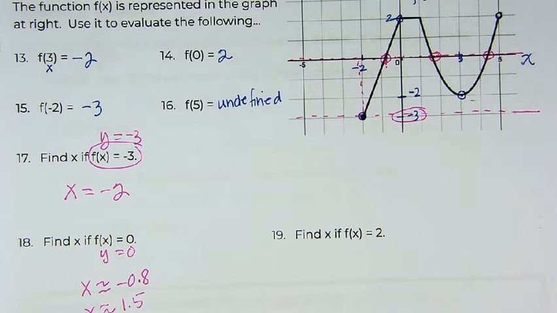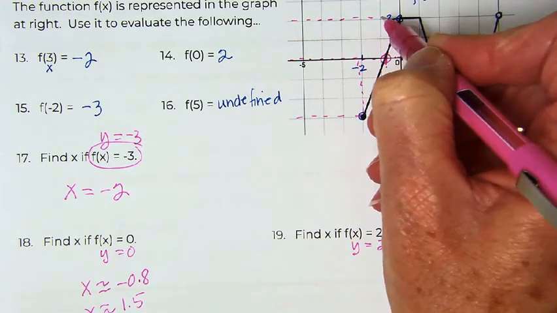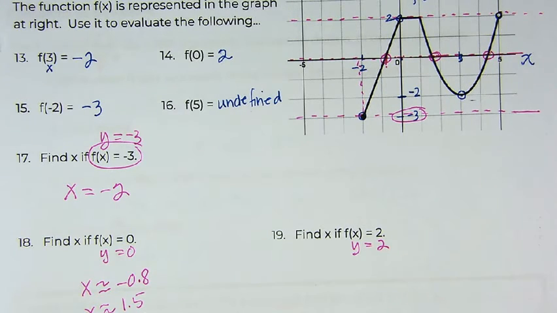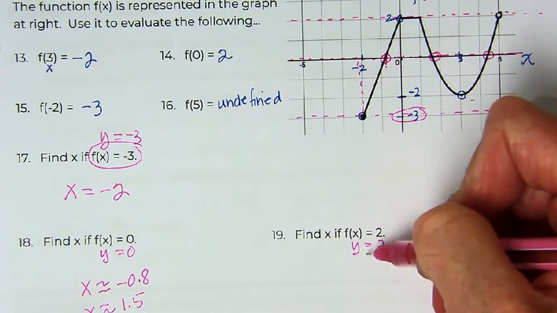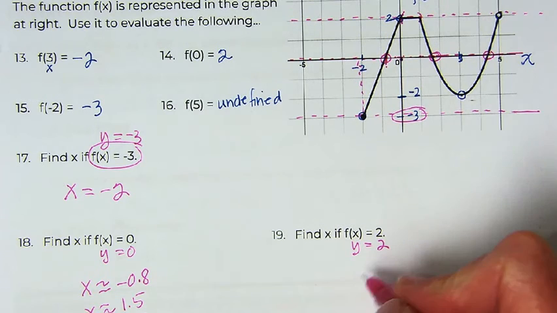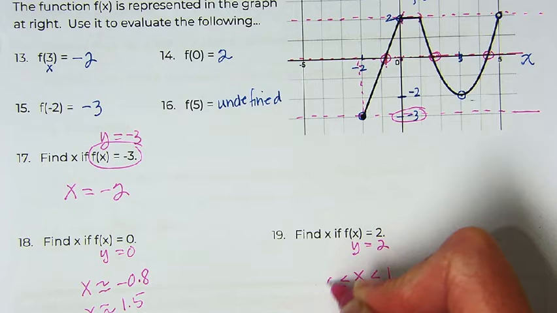And then last but not least, it's asking find x when the output for y is equal to 2. Now this is like our Gulliver's Travels problem. Got a couple interesting things going on here. It looks like on this interval between 0 and 1, my output would be a 2.